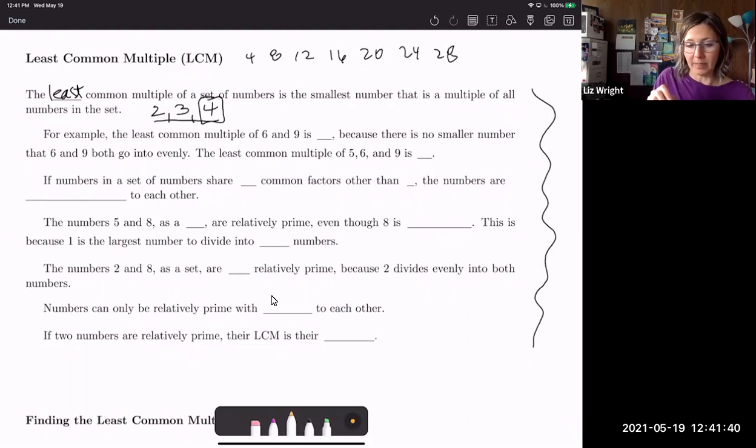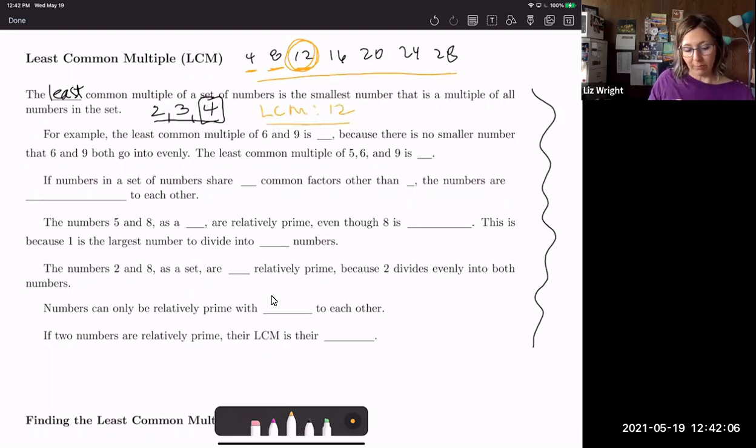And then I'd say, okay, are 2 and 3 going to go into this? No. Will 2 and 3 go into 8? No. Will 2 and 3 go into 12? Yes. So 2 and 3 will both go into 12, and obviously 4 does too, because this is my row of multiples of 4. So that would mean that my LCM would be 12.